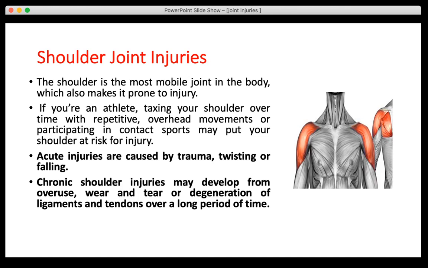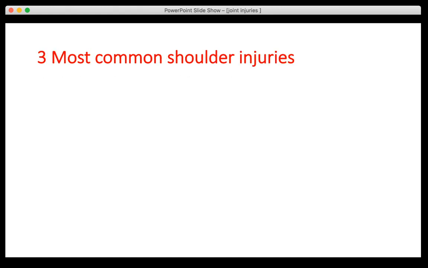The acute injuries are caused by trauma, twisting and falling. The chronic ones take a long time, and develop due to overuse, wear and tear and degeneration of ligaments and tendons over time. Now I'll be discussing three key types of shoulder injuries which we see in sports. The most common shoulder injuries are on your screens on the next slide.